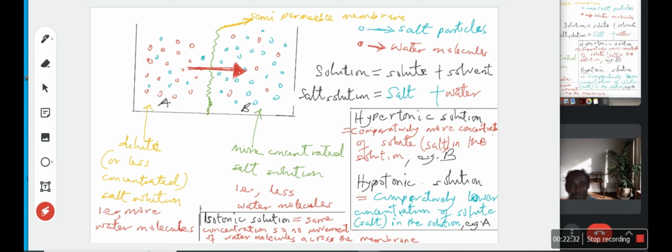Okay. So what do you think isotonic drinks are? Same concentration, so no movement of water molecules across the membrane. Yes, it has the same concentration as the red blood cell or any other medium. So there's no movement of water from the solution to the medium or from the medium into the solution.